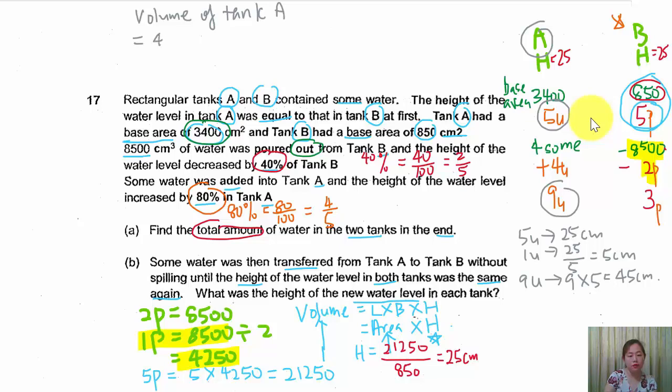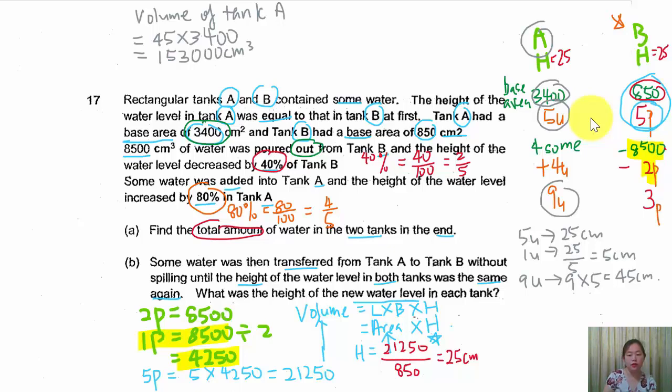To find the volume of tank A in the end, it will be height 45 multiplied by a base area of 3,400, which is equal to 153,000 cm cubed.